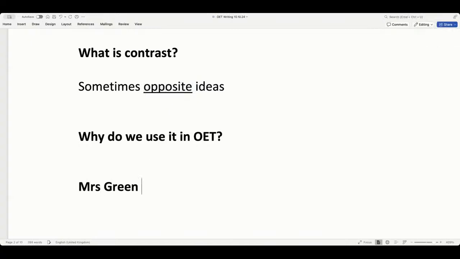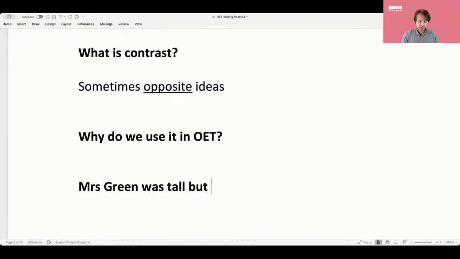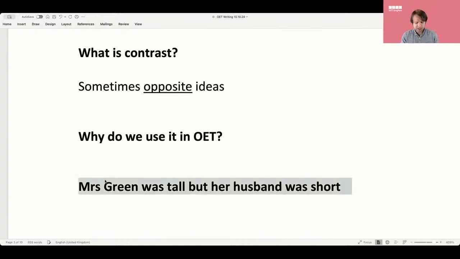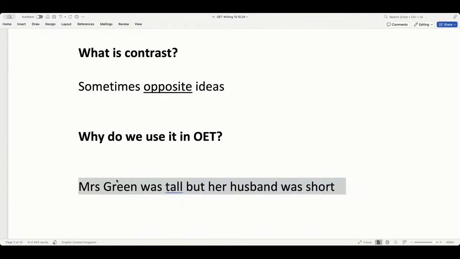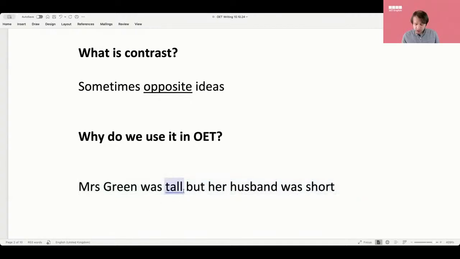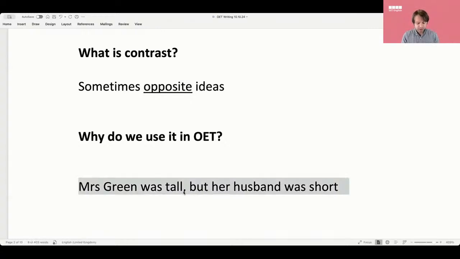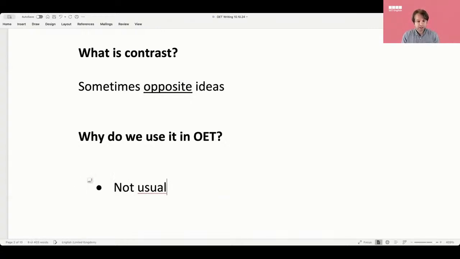Mrs. Green was tall, but her husband was short. Is that something we're going to say in OET? No. So why do we use it in OET? It's not really for opposites, guys. We don't really use it. Not usually used for opposites.